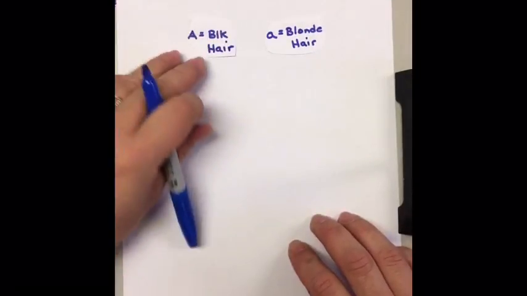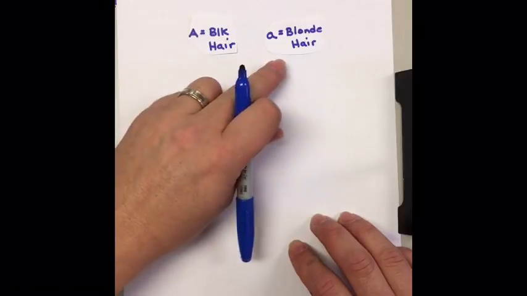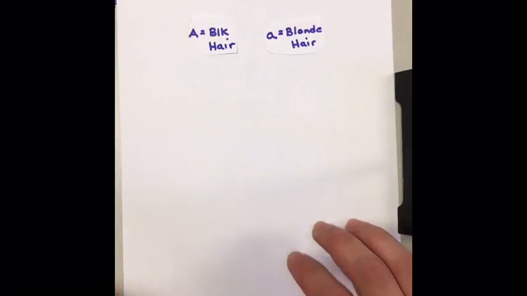Right, everybody, we're back. Okay, talking about pedigree charts again. We're going to do another example to help you understand this concept a little better. We're still going to be working with these two genes. The dominant version gives you black hair. The recessive version gives you blonde hair.